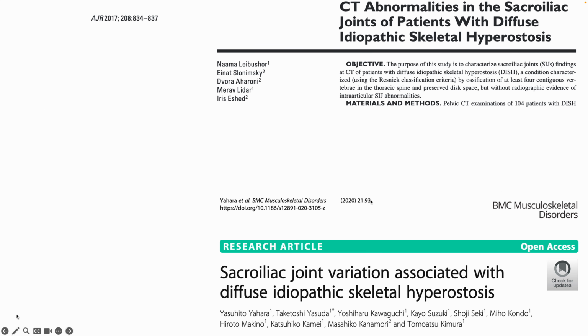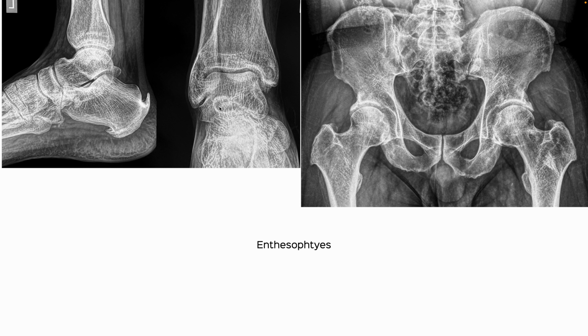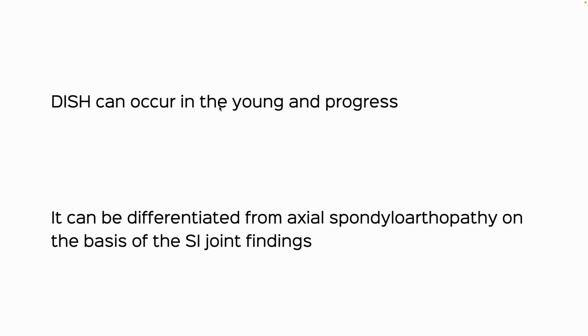Over and above that, there are papers that describe SI joint changes in patients with DISH, and essentially there is no sacroiliitis, but you can have varying kinds of bridging osteophytes, anterior, posterior, fusion, etc. This is a characteristic pattern described in those papers, where we have superior and anterior bridging osteophytes with otherwise normal SI joints. So in the setting of flowing spinal osteophytes, this adds to our ability to make the diagnosis of DISH. So here are those other enthesophytes that we see here.